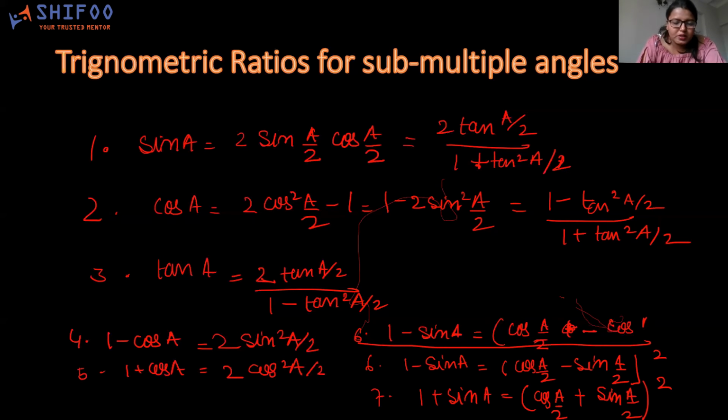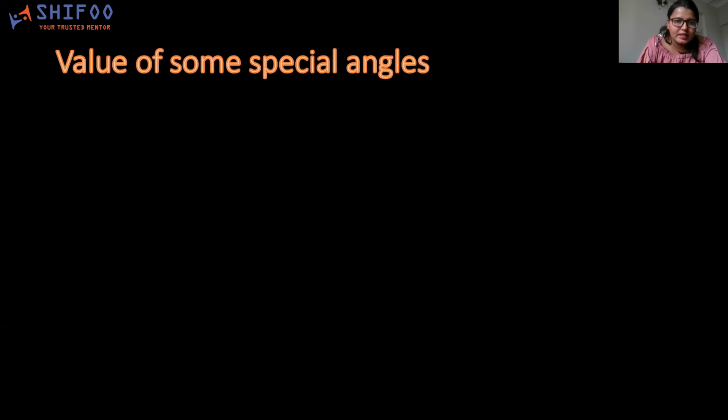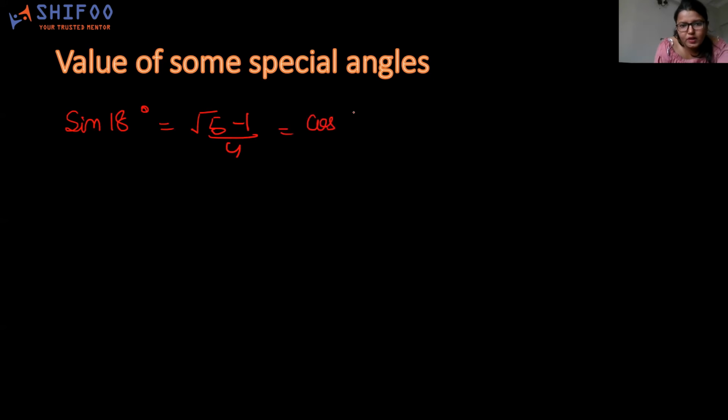Alright, so moving on to the next slide, that is values of some special angles. If we discuss values of some special angles, you should know the value of sine 18 degree, that is root 5 minus 1 by 4. This will be equivalent to cos 72 degree, because you know sine theta is equal to cos 90 minus theta. So this is the first value.